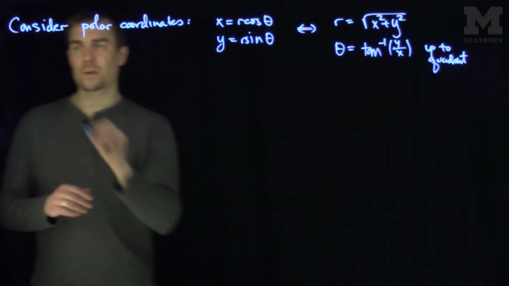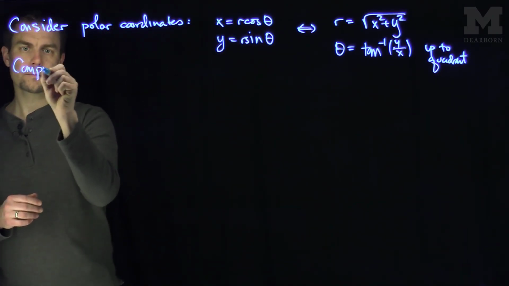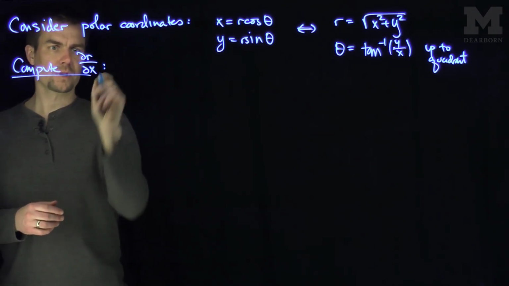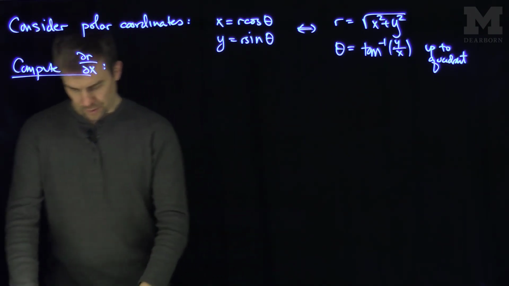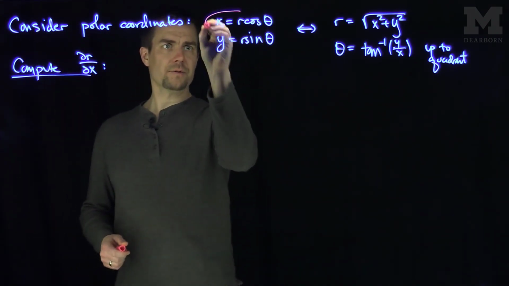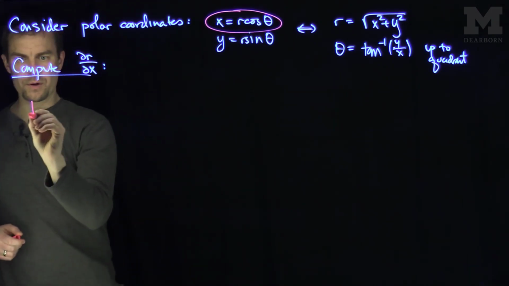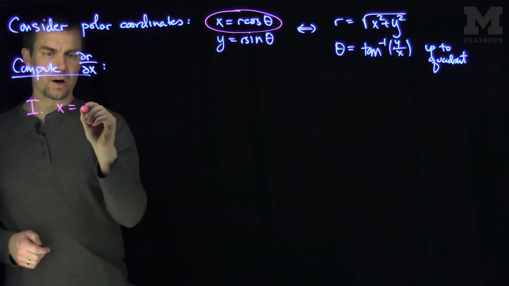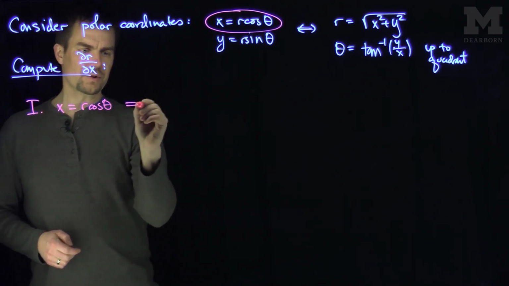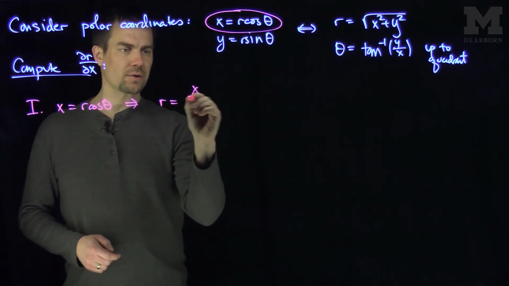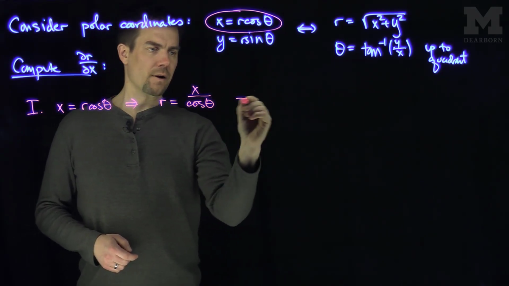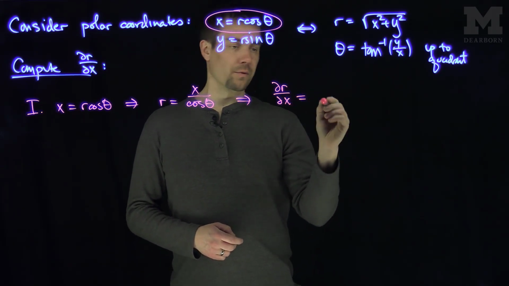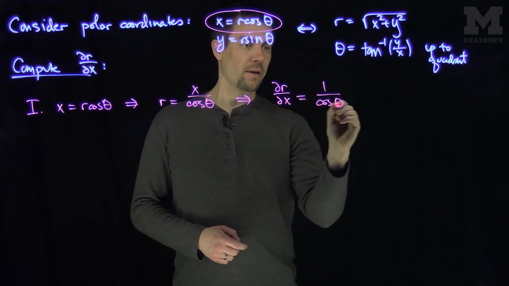Now, what I'd like to compute is partial r, partial x. That's our goal. I'm going to do this in three separate ways. I'm going to take this first equation over here. So method number one says that, according to this first equation, x is r cosine theta, which says that r is equal to x over cosine theta. Therefore, according to this equation, dr dx is equal to 1 over cosine theta.